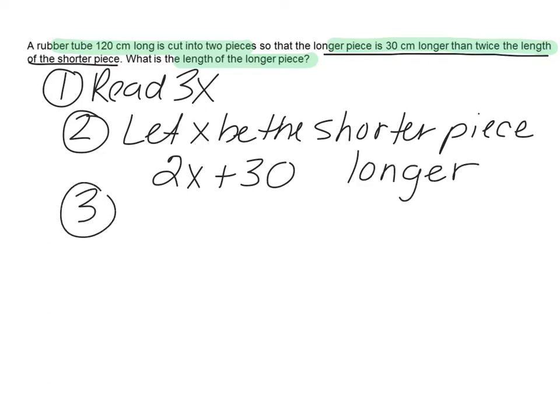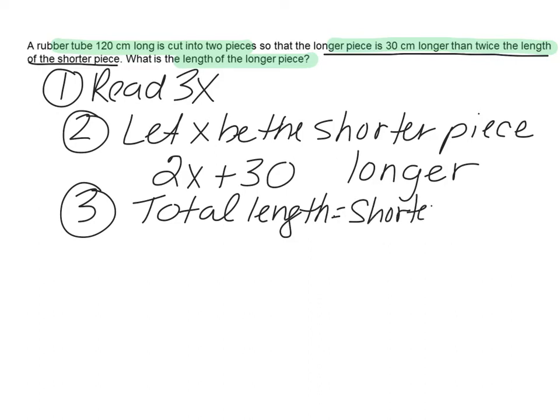Now, in the third step, what we are going to do is translate the information. So what we do know is that we have one rubber tube. So the total length of the tube is cut between the shorter and the longer. So that we do know.